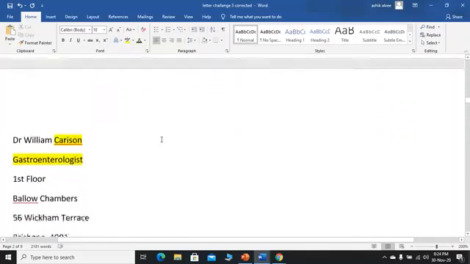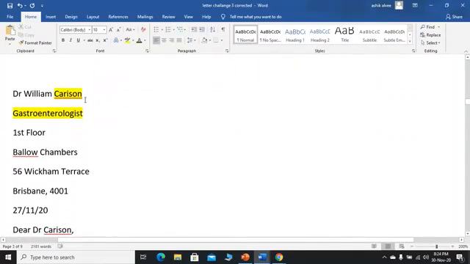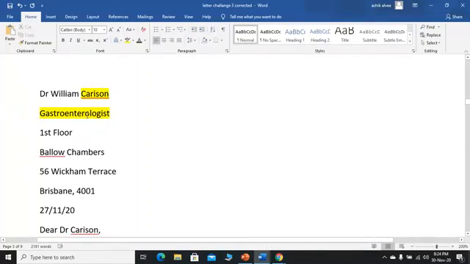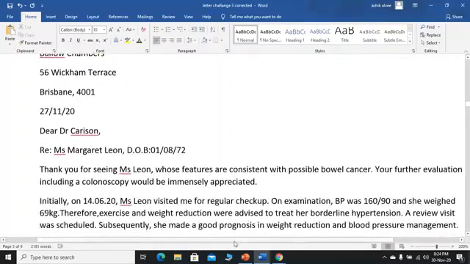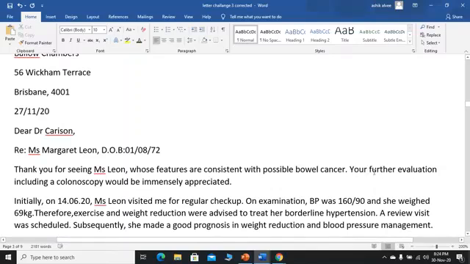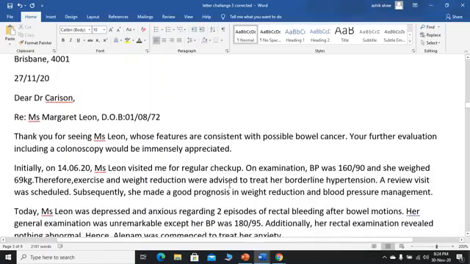Now the next one, the same mistake. The name William Carrison has been written as Carlson, gastroenterologist. Okay. The next, let's move to the body. Thank you for seeing Ms. Leon, whose features are consistent with possible bowel cancer. Your further evaluation, including colonoscopy, would be immensely appreciated. Very good introduction.